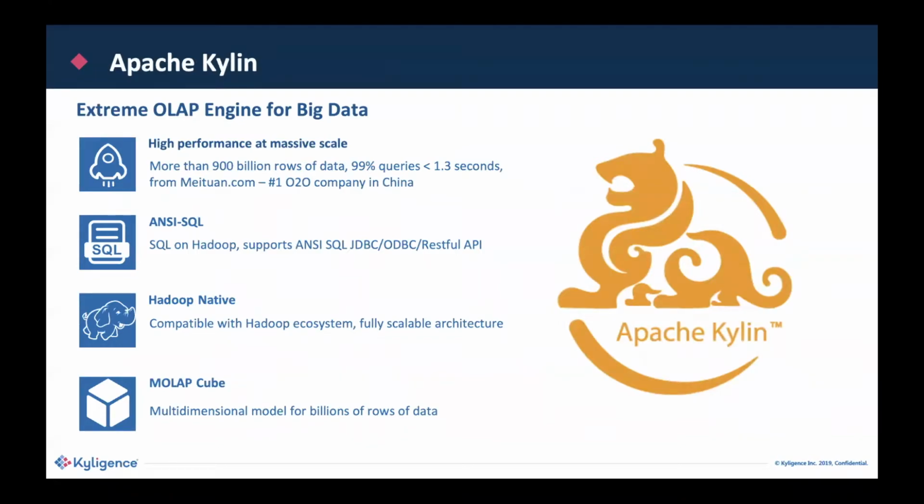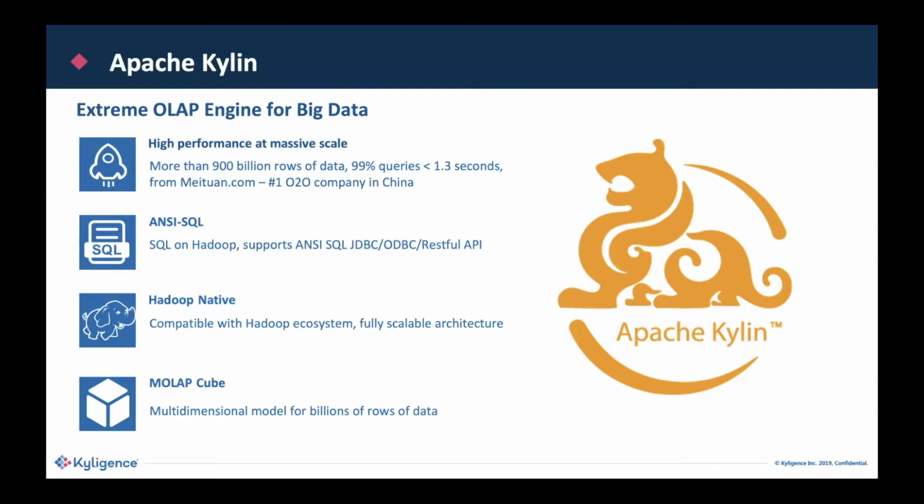Apache Kylin is an extremely fast OLAP engine for big data. The first feature I want to mention is that it has ultra high performance on large scale data. With OLAP and pre-calculation theory, Apache Kylin can guarantee sub-second query response on billion level data volume. These are real data from the community users. Queries on more than 900 billion rows. 99% of the query latency is less than 1.3 seconds.